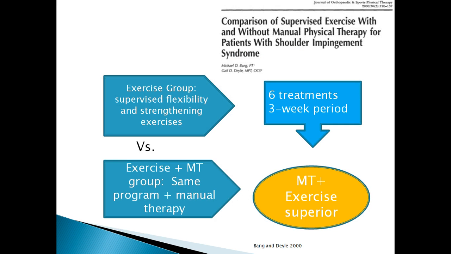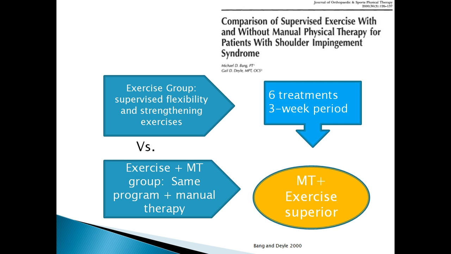This study by Bang and Dial in 2000 in JOSPT is a prospective randomized controlled trial with 52 participants. The participants were required to have subacromial impingement syndrome, meeting the criteria for pain and decreased strength. The two treatment groups were an exercise group, which received supervised flexibility and strengthening exercises, and then an exercise plus manual therapy group, which had the same exercise program as the exercise group, but with the addition of manual therapy.